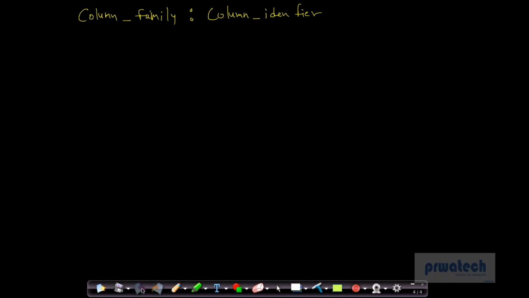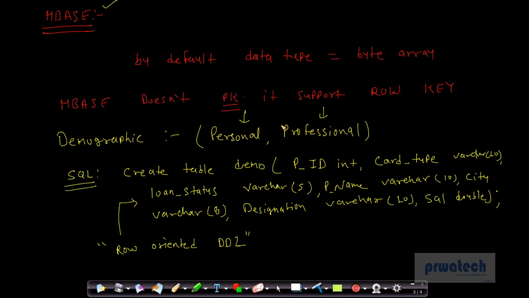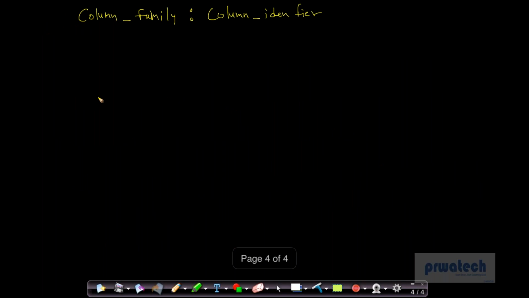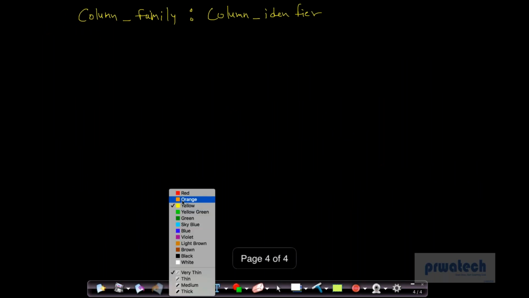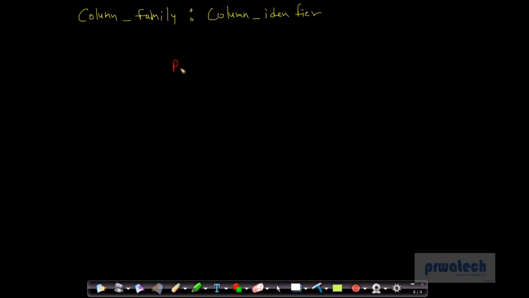Column family: can you say personal and professional are actually two categories? So you can create these two column families for personal and professional. You don't want to mix them. You want to create separate column families, and then you can say personal will have person ID, card type, and loan status. These three column identifiers would be a part of the personal column family, and the rest of them are part of professional. I'll represent it here. So this is my personal column family.